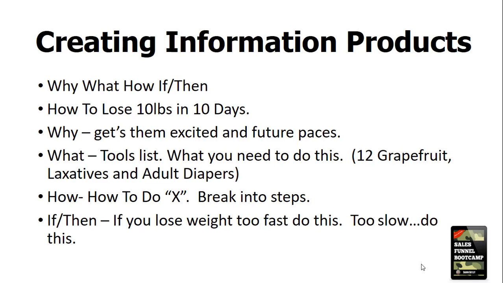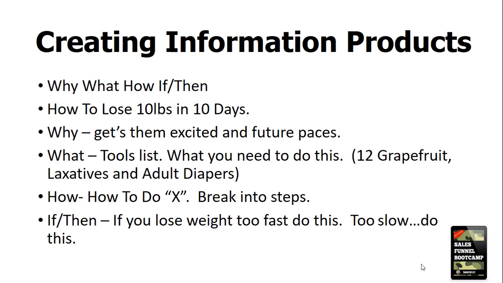Then I move on to the next phase, which is the what. This is essentially what they need in order to do the thing that you're going to teach them. If there are tools or certain things they need to accomplish what you're teaching, this is where you outline them. In our case, for 10 pounds in 10 days, we're going to need a dozen grapefruit, some laxatives, and some adult diapers. That's it. We're just outlining what they need in order to get stuff done.